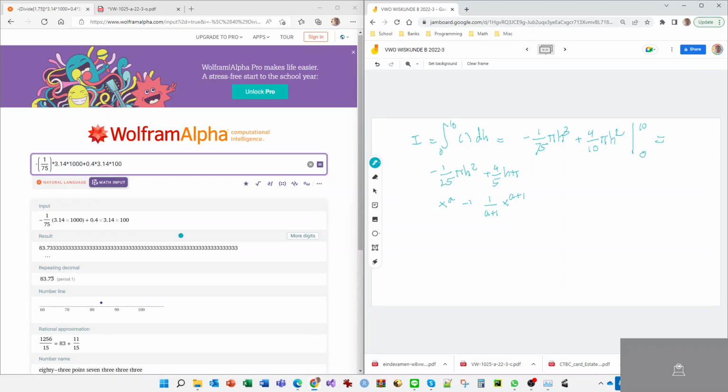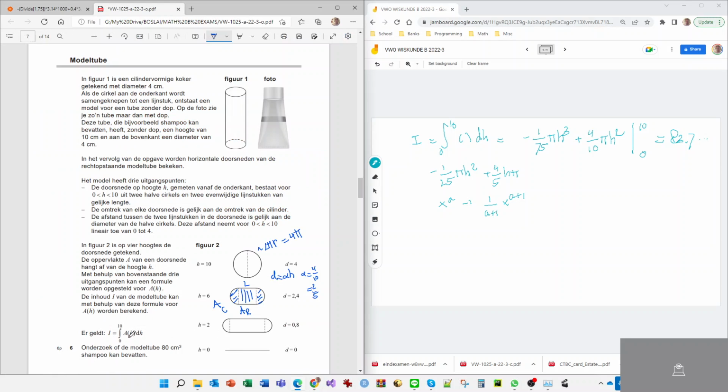So that's 83.7 centimeter cubed. And they were asking if it can contain 80 centimeter cubed, so no, it cannot contain 80 centimeter cubed.